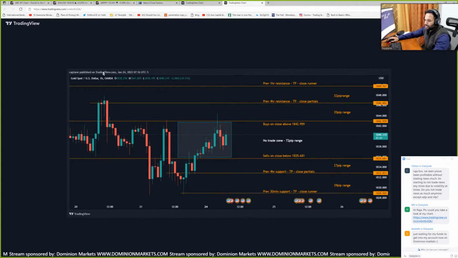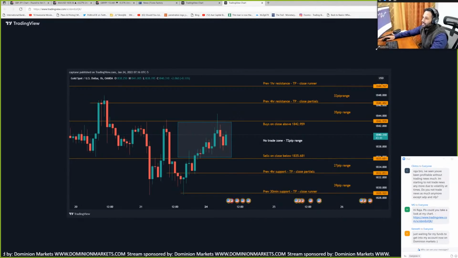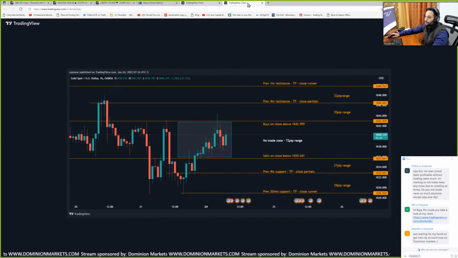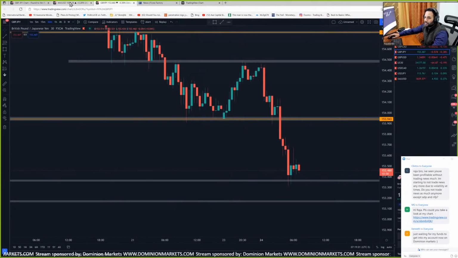All right, let's take a look at this chart over here. Oh wow, look at that. Buys above 1842, 1843, no trade zone, looking at sales below this area, 27 range. Beautiful. This is excellent. What can I say? Very nice.